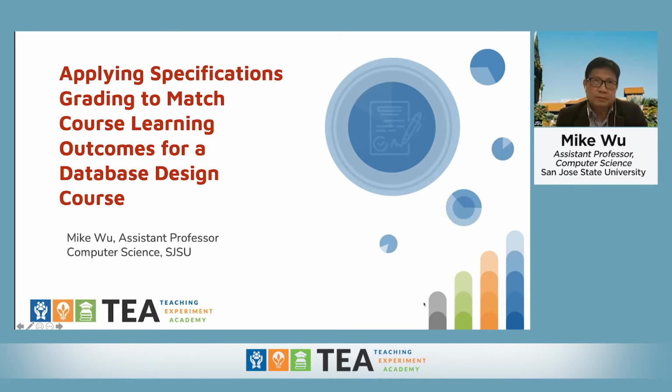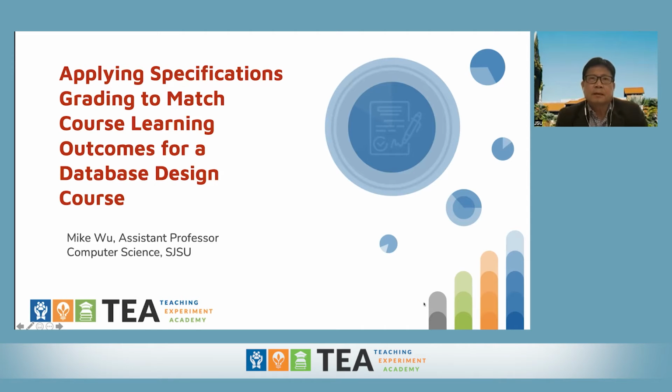I joined San Jose State, I think, 4 years ago. I moved from Michigan. I used to teach at Oakland University in Michigan, a research university, and then I moved to the Bay Area. I worked in industry for several years, and then I came back to academia to teach.